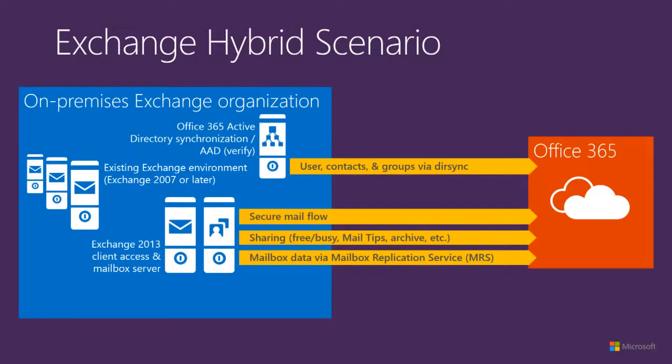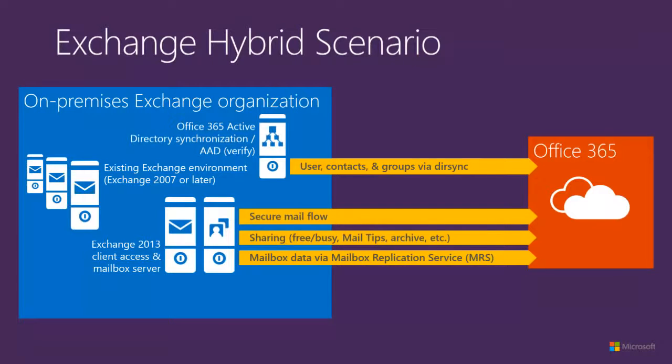So once you have that DirSync, AAD-Sync, FIM, any of the identity solutions that are appropriate, which we will talk about in a minute as well, once you have set those up, you run the hybrid configuration wizard, and once you're done, you can start using these hybrid workloads.